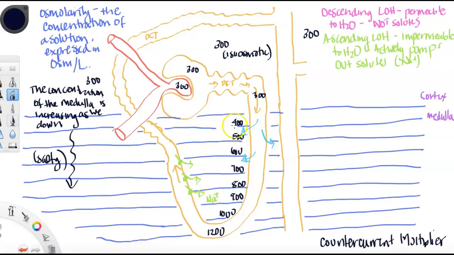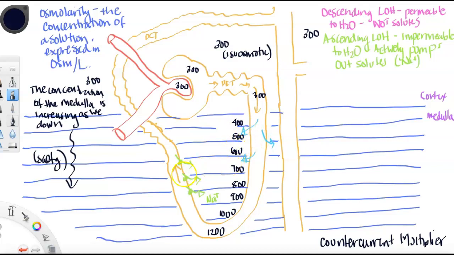So it pumps out, it makes it 200. Okay, so now we get down to 500. So now let's say it equalized to 300 when it went into the 400. So now we pumped out solutes, so now it's 500 in the interstitial space. So 500 to 300. Okay, well, more water comes out and makes it equal at 500 or 400.